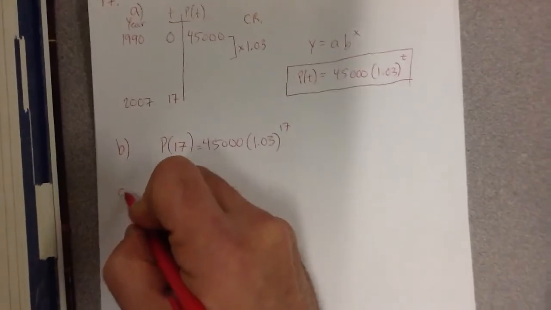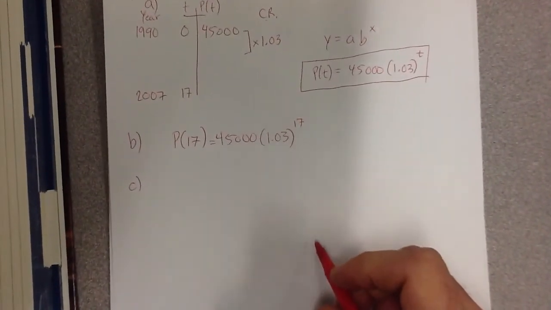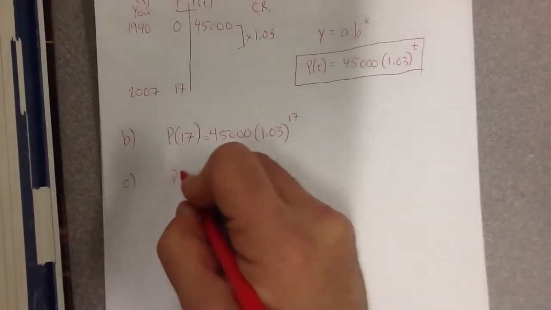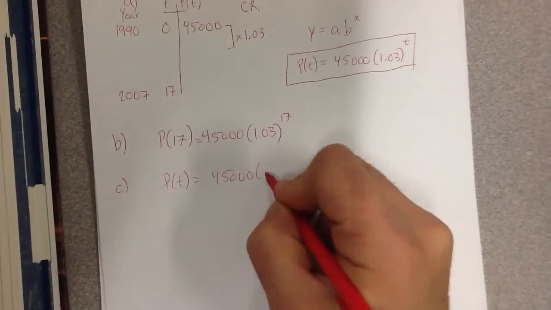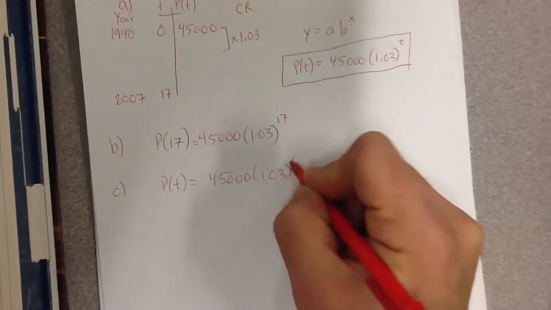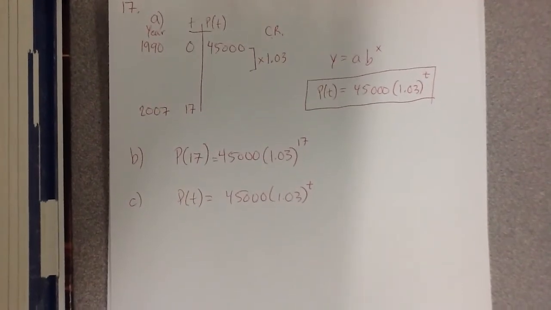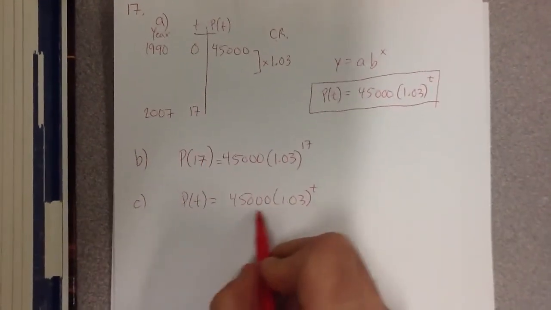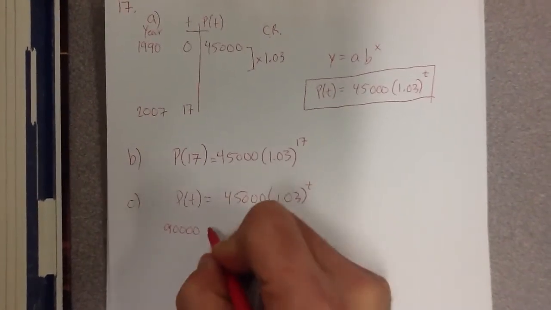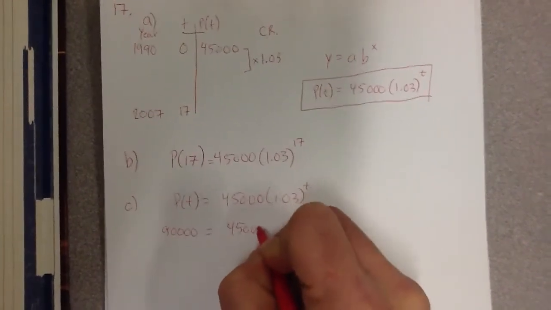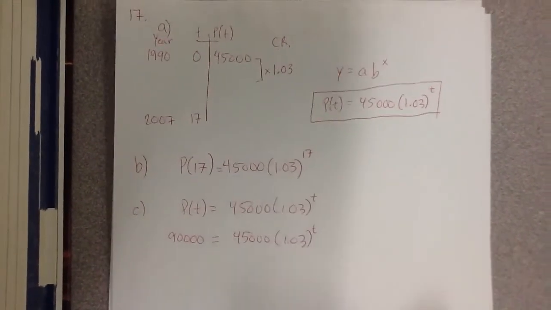And then it says, determine the year in which the population will have doubled. So if you know that the population is equal to 45,000 times 1.03 to the power of t, you want to know when the population would double. You're trying to find the time where the population is double of this. Double of this is 90,000. So I'm going to plug in 90,000 into this formula and solve for t.